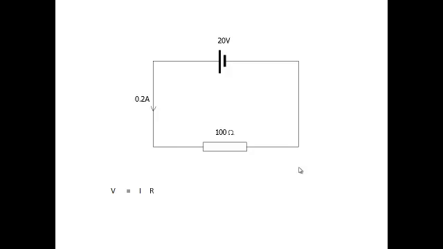If the voltage is 20 volts and the resistance is 100 ohms, let's work out the current. So rearranging the equation, we get I on its own. So the current is the voltage divided by the resistance, which is 20 divided by 100, which is 0.2 amps. If this was an exam question, then you would be expected to write all that out. Write the equation, bung in the numbers, write the answer, don't forget the units.